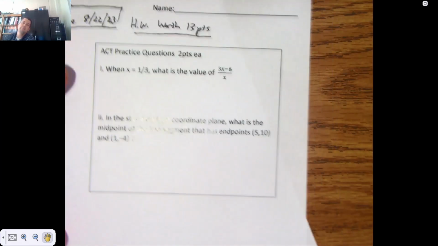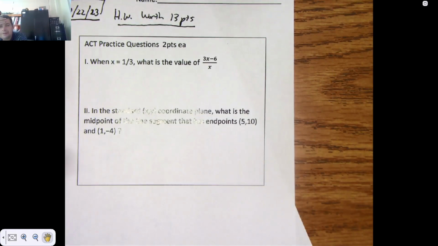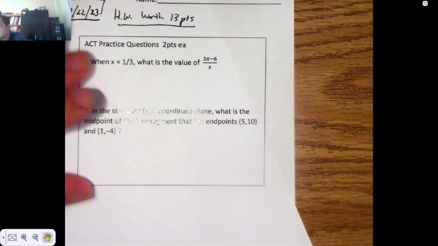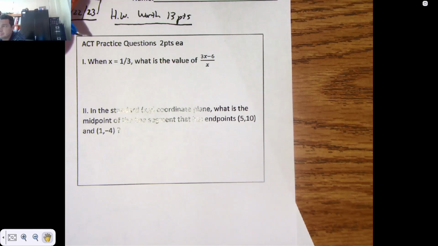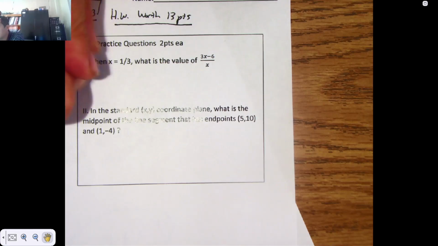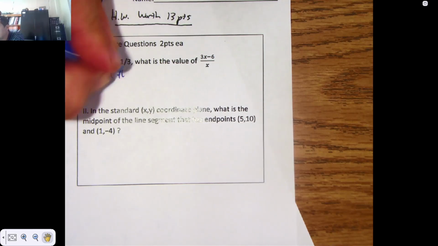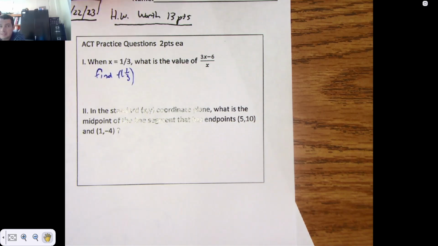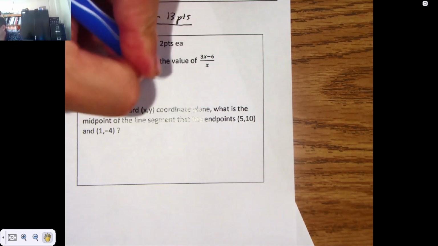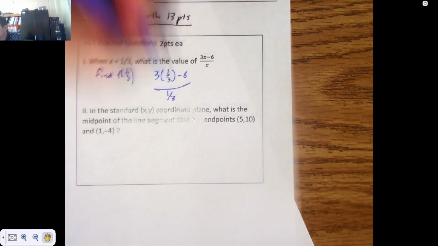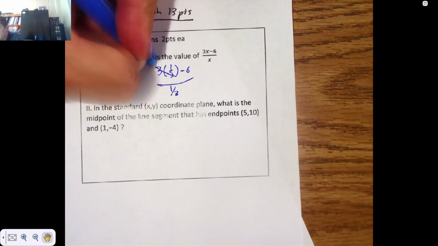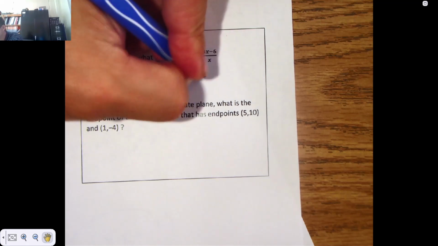All right, before I do the bonuses, up to the ACT stuff. When x is a third, what is the value of 3x minus 6 over x? This is somebody saying as easy as possible to find f of a third. That's what they're telling you to do. It's the same thing. So I do 3 times a third minus a 6 sitting over a third. And 3 times a third is 1. 1 minus 6 is going to be negative 5, and that's over a 1 over 3.